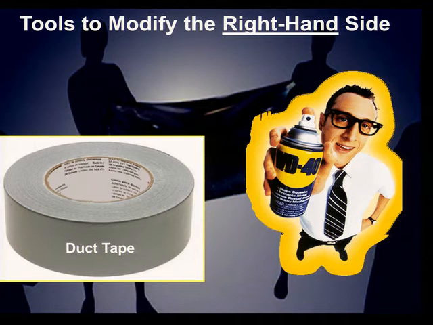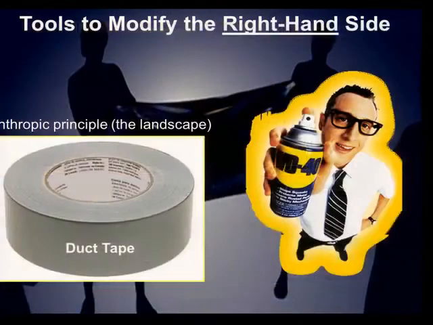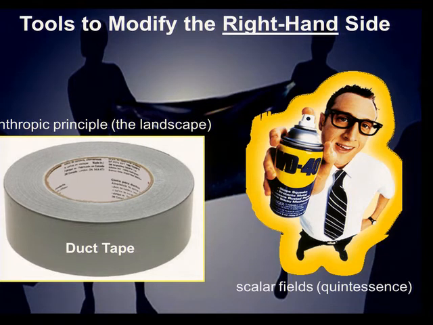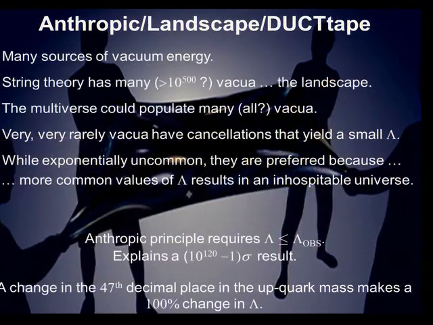Now, there are theoretical tools that are analogous to duct tape and WD-40. The theoretical tool analogous to duct tape is something known as the Anthropic principle, or if you speak the language of strings, the landscape. The theoretical tool analogous to WD-40 is scalar fields, or quintessence. So let me first talk about the anthropic landscape duct tape explanation for the cosmo-illogical constant.